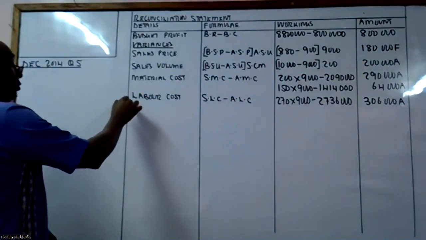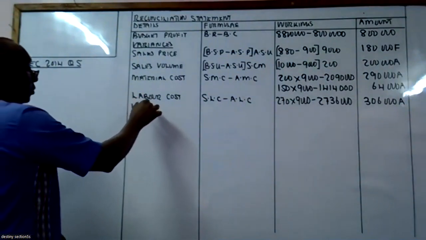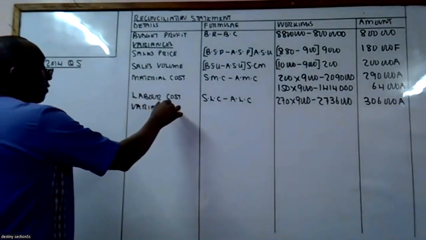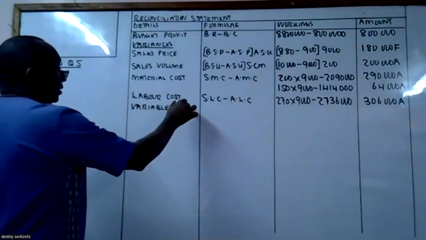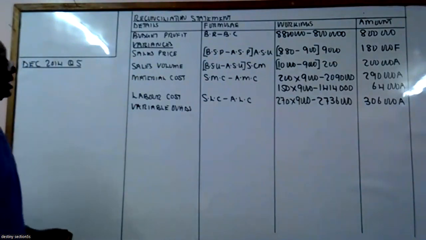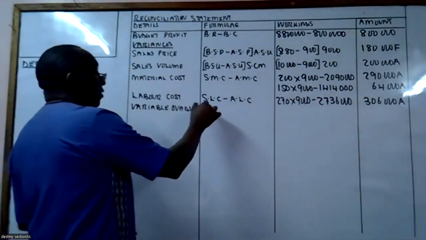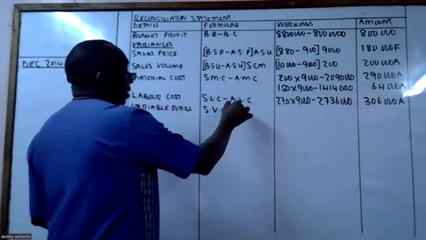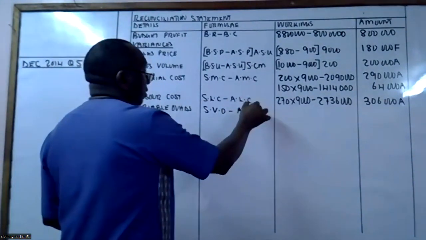Then when we come to variable overheads, we take the standard variable overheads minus actual variable overheads.